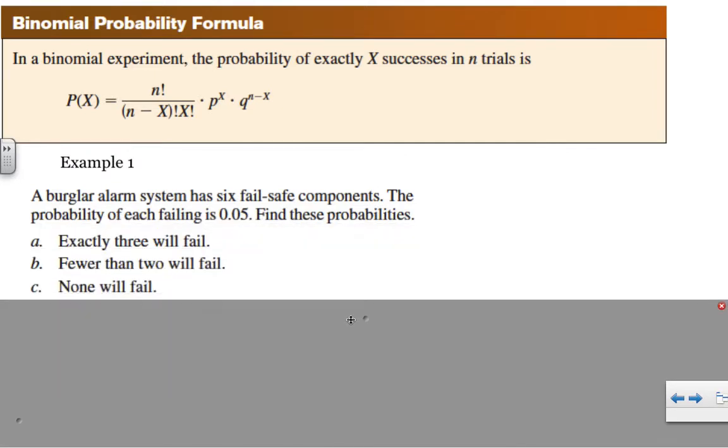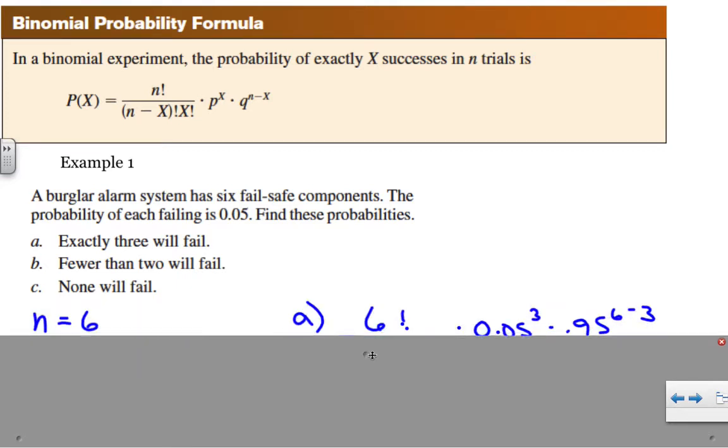It says a burglar alarm system has 6 fail-safe components. The probability of each failing is 0.05. Find these probabilities. So if we have 6 of them, we want to find that exactly 3 will fail, fewer than 2 will fail, or none will fail.